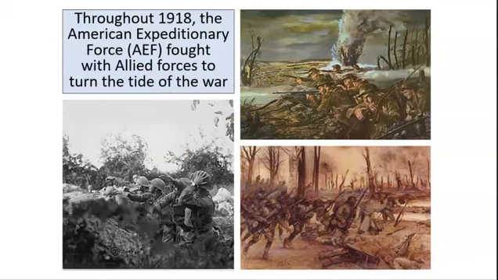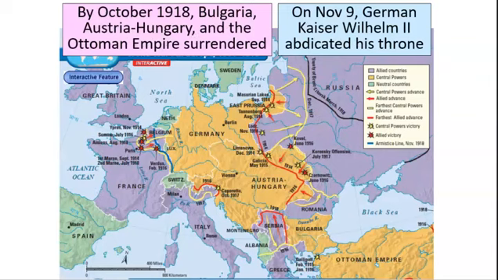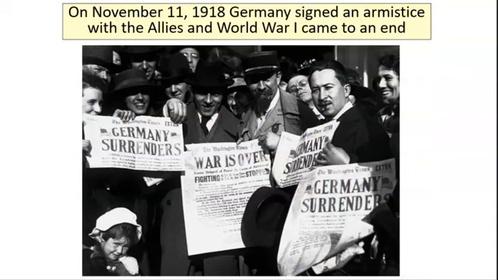And throughout this entire thing, the American Expeditionary Force, which was the name of U.S. soldiers in Europe during World War I, is going to help to start to turn the tide of the war against the Germans. Now, by the end of the year of 1918, many of the other Central Powers are going to start to surrender. And on November 9th, Kaiser Wilhelm II, the King of Germany, abdicates his throne. He steps down. And then, shortly thereafter, only 2 days later, on November 11th, 1918, Germany is going to sign an armistice, which is basically a ceasefire that's going to bring World War I to an end.